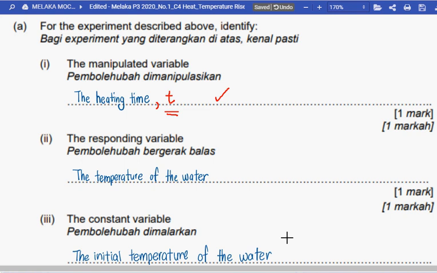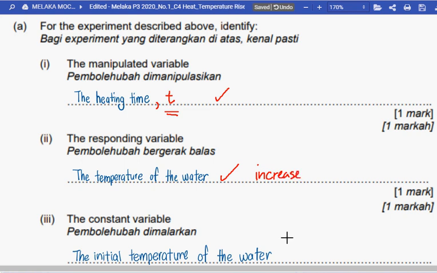Use T. And then the responding variable, if you look at the first sentence just now, it is the temperature of water increase. What if you write temperature of water? Can give mark or not? Here can give mark. So this one also can be given mark, but it's better to write temperature of water increase. That would be better. Follow the first sentence, temperature of water increase.